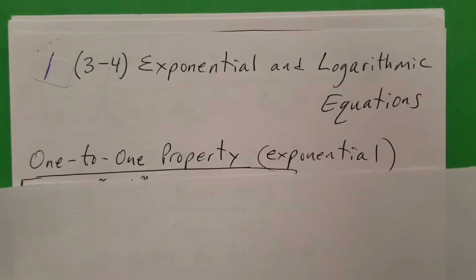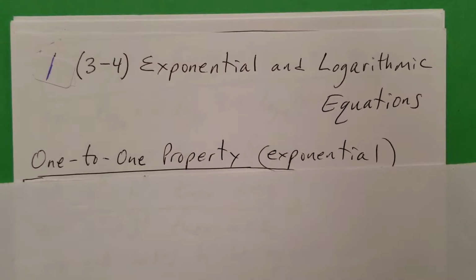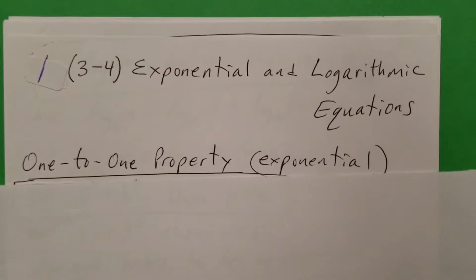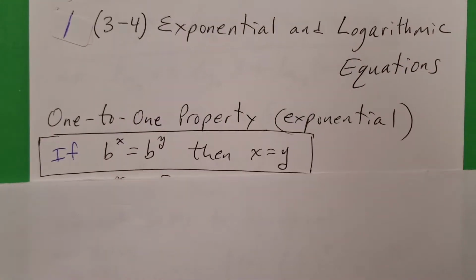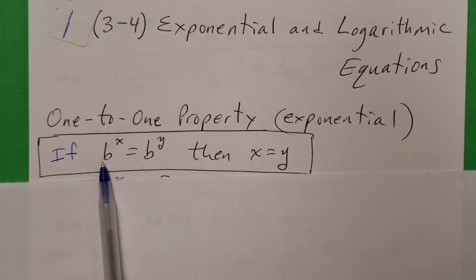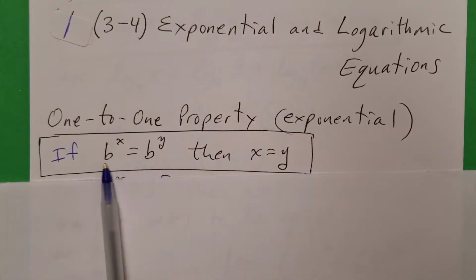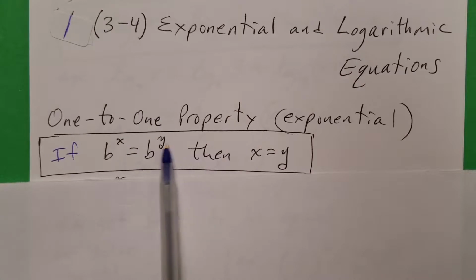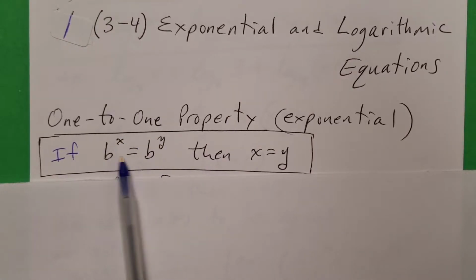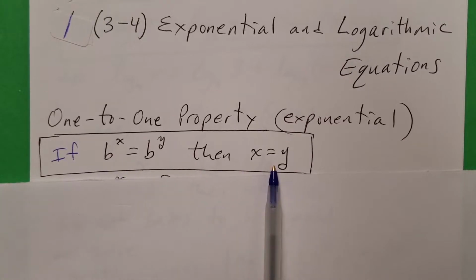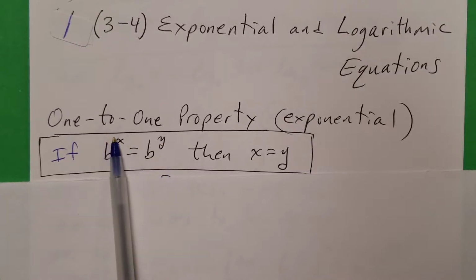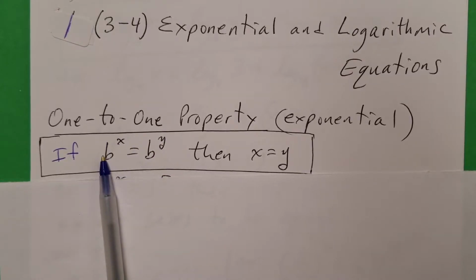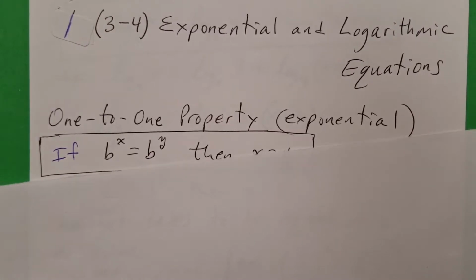So first of all, let's look at a property or a rule. It's called the one-to-one property, and what that means is if you can get the bases to be equal, then you can claim that the exponents are equal, right? It's kind of like, if this happens, then this happens. The bases go away. You can ignore the bases and just say this is equal to this. But that only happens if the bases are equal. If they're not equal, then you can't do that, right?